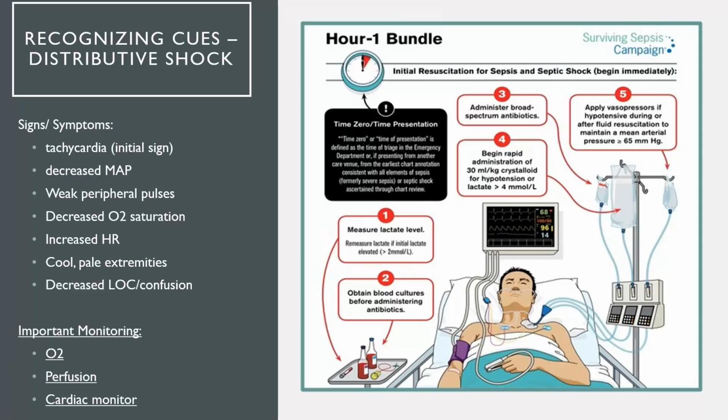So recognizing your signs and symptoms of distributive shock. Tachycardia is going to be initial. Decreased mean arterial pressure. This is massive vasodilation, so their arterial pressures are going to be low. Weak peripheral pulses. Decreased oxygen saturation. Remember, they're vasodilated, so they're not getting good blood flow to their organs. Increased heart rate, which we already said, tachycardia. Cool, pale extremities, decreased level of consciousness, and confusion. So important monitoring: oxygen perfusion and cardiac monitor.